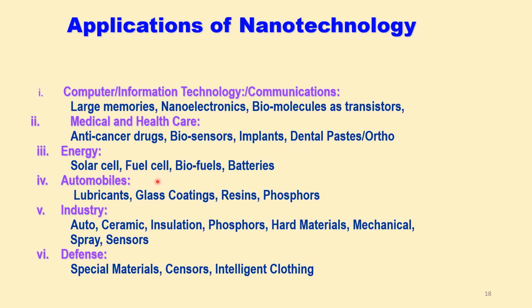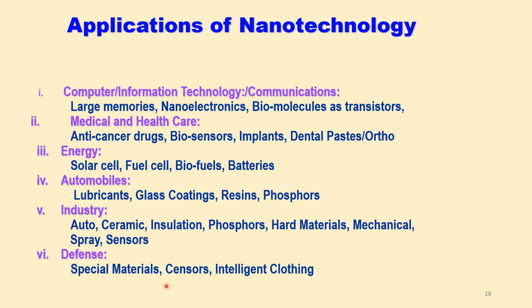In energy, it is used in solar cells. Very thin layers of solar cells are there. Nanomaterials are also used in fuel cells. In batteries, nanocomposites are used as electrolytes. And in automobile industries, it can be used as lubricants, phosphorus, glass coatings, resins. In different industries like ceramic, auto, or mechanical industry, sensors, these all are the areas where the nanomaterials are used.